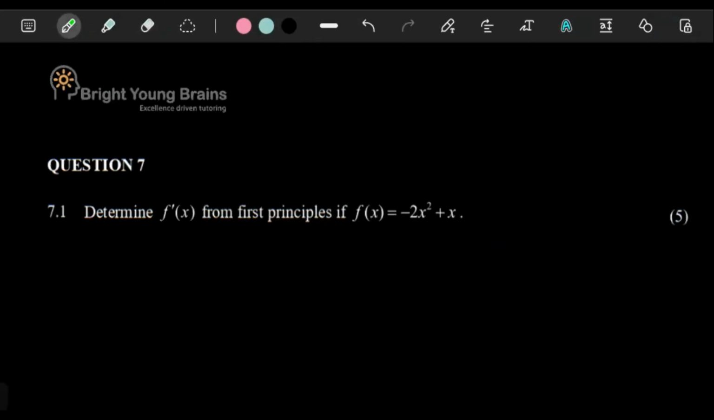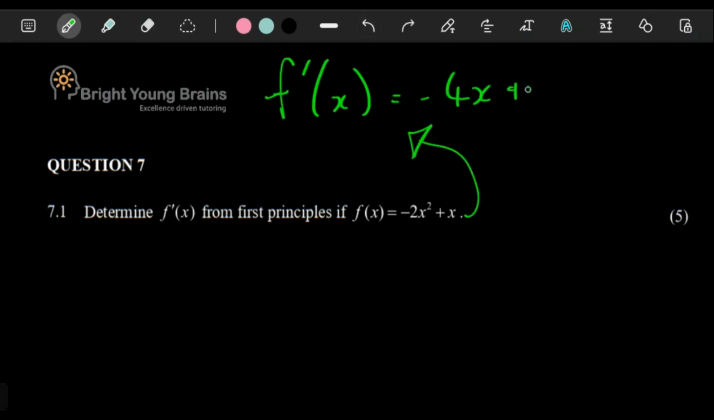Question 7 here, first principles question. The one thing I always do with first principles questions is try to differentiate using the short method, so that you see what answer you're working towards. So differentiating this, you're going to have f of x, and then the negative 4x as your derivative. And then here plus 1, because when you differentiate this, it's going to be 1 times 1, which is a 1. And then the 1 minus the 1 gives you x to the power of 0, which is fine. This is what we should be working towards.